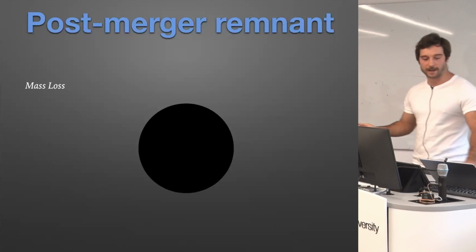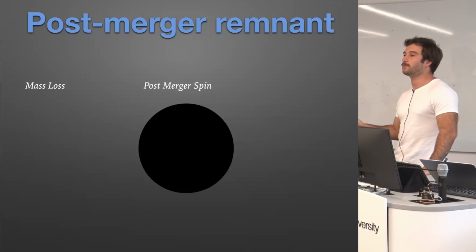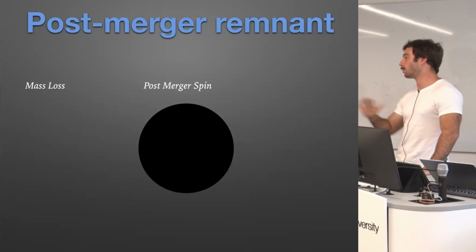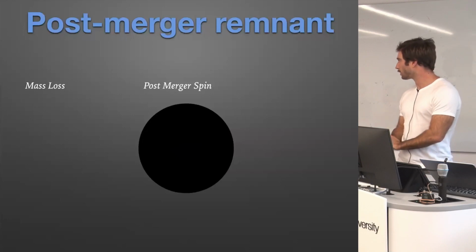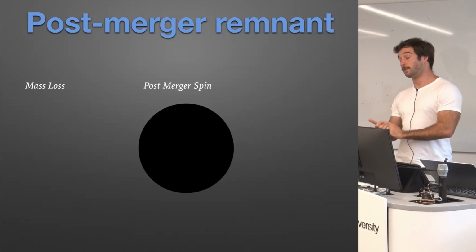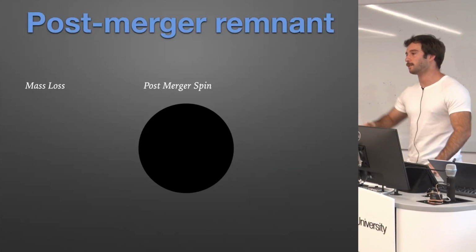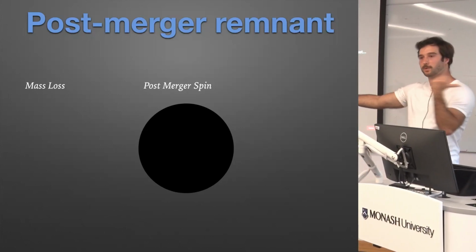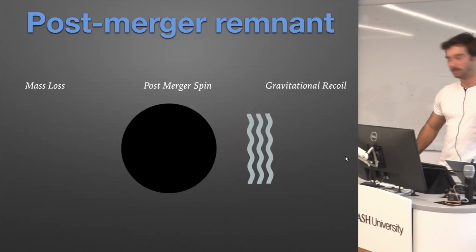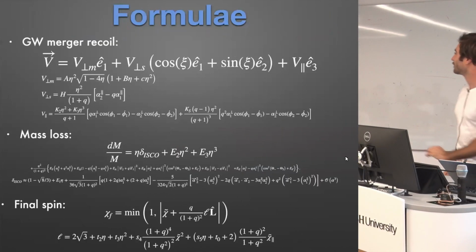The final black hole has some post-merger spin. Gravitational waves do carry away some of that spin, but not all of it. And then, which is a particular thorn in my side, if the gravitational waves are emitted asymmetrically, there's some linear momentum flux, because if you kick more gravitational waves out that way, then your black hole has to move that way. So you have some gravitational recoil. And here are the equations.